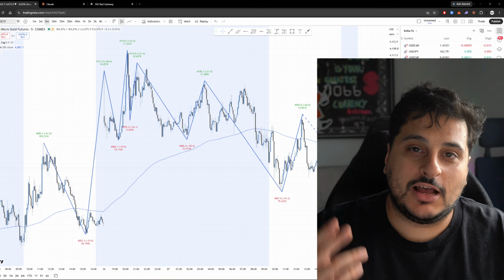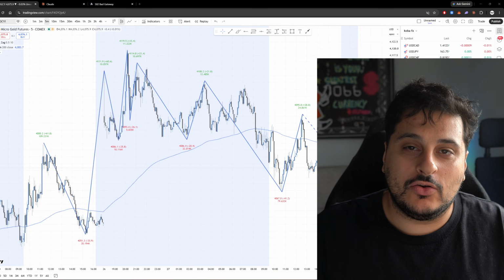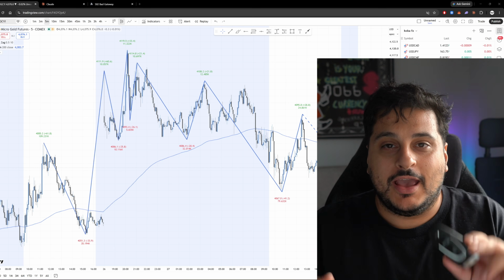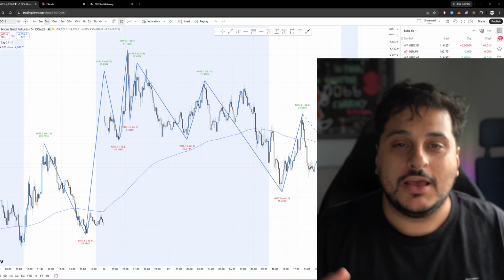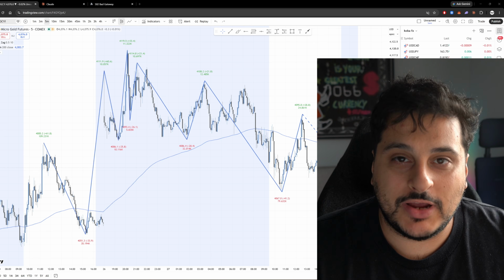This scalping strategy that I'm about to show you helped me make over $10,000 a month when I first started trading. And it also helped me get my dream car, which is my McLaren right over here. So without further ado, let's go ahead and show you guys exactly what strategy I'm talking about.